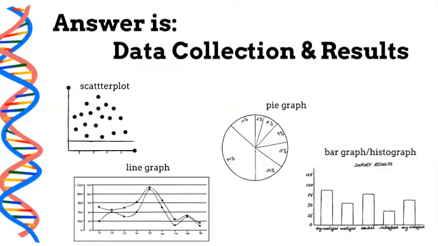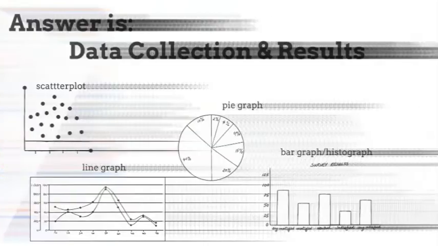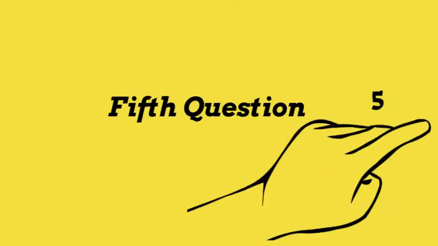Information collected, or data, is gathered during the experiment. It is many times displayed in visuals such as those that are seen here. These visuals may include scatter plots, line graphs, pie graphs, bar graph, and histograms. It is through these visuals that relationships and conclusions are made.